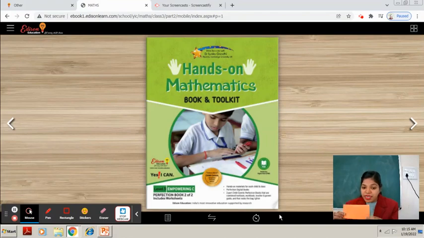Now we can make trapezium with the help of this rectangle. How? See, students, I am going to take this corner and I will fold it like this. See, I will turn it now. So now you can see this is the shape of trapezium.